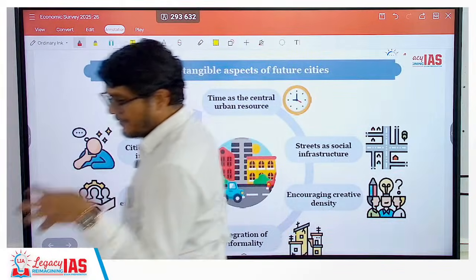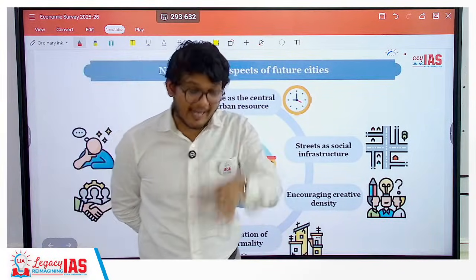In fact, right now I'm taking this session from Bengaluru in Jayanagar in Bengaluru.